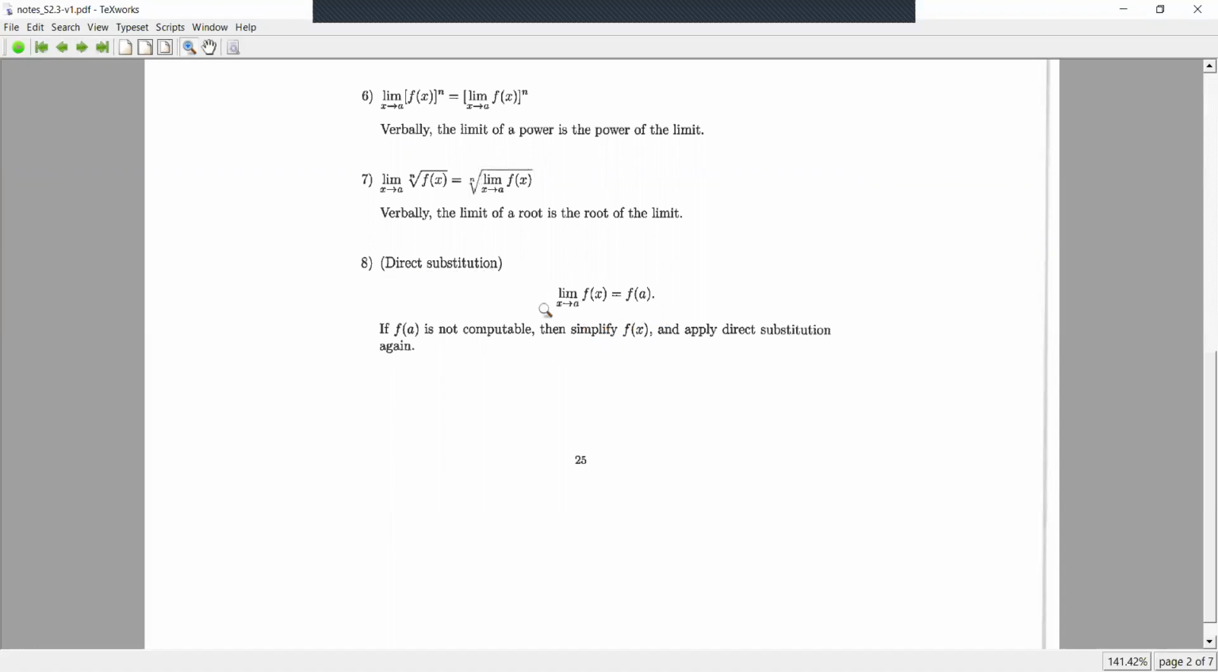This law says that to compute a limit is easy. Just directly plug in the point a for x. In other words, to compute a limit, we just need to compute the function value at the point a. Of course, the function may not be defined at the point a. When f of a is not defined or not computable, in that case, we need to simplify the function first, then apply this law again.